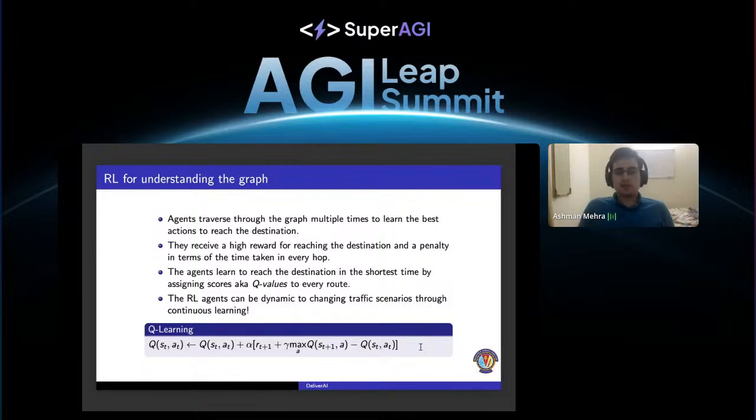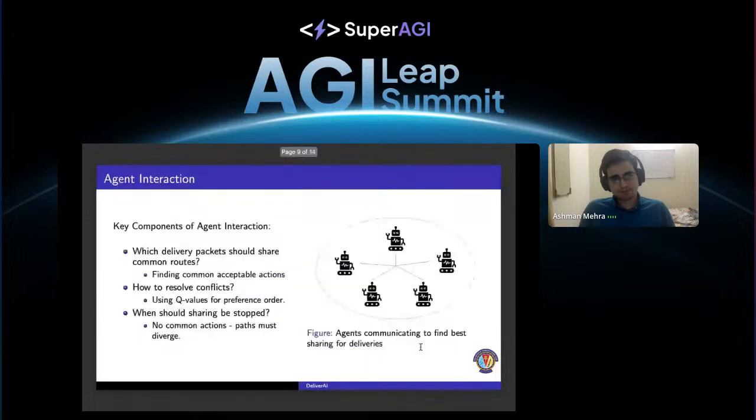We tried to keep the action and state space quite simplistic because we wanted this solution to be generic for every city. There should not be any need for hand engineering the action and state space for a specific city. And the reward scheme is something that we are going to see very soon in this presentation.